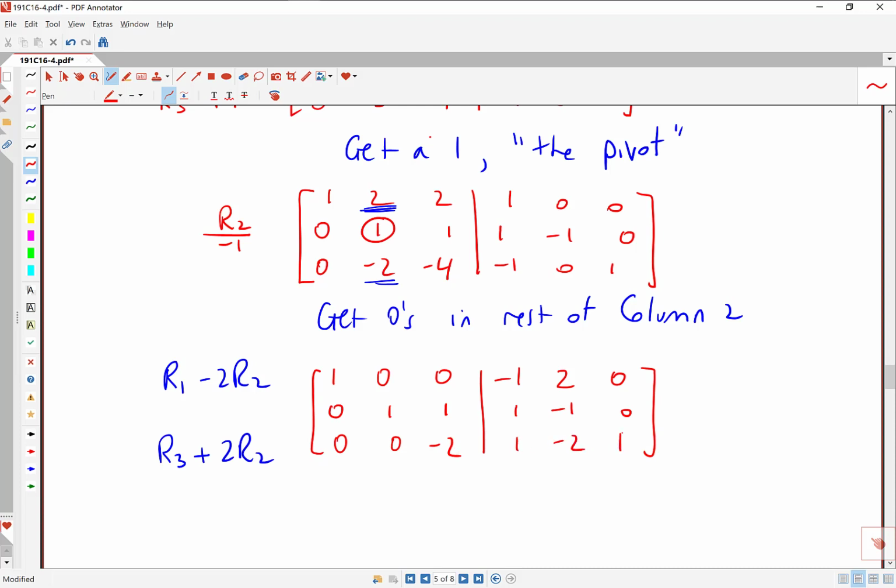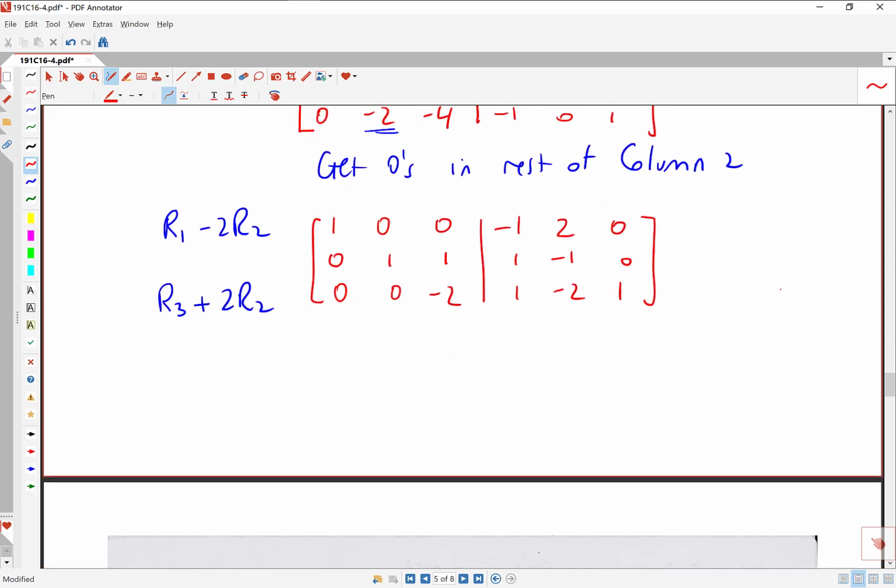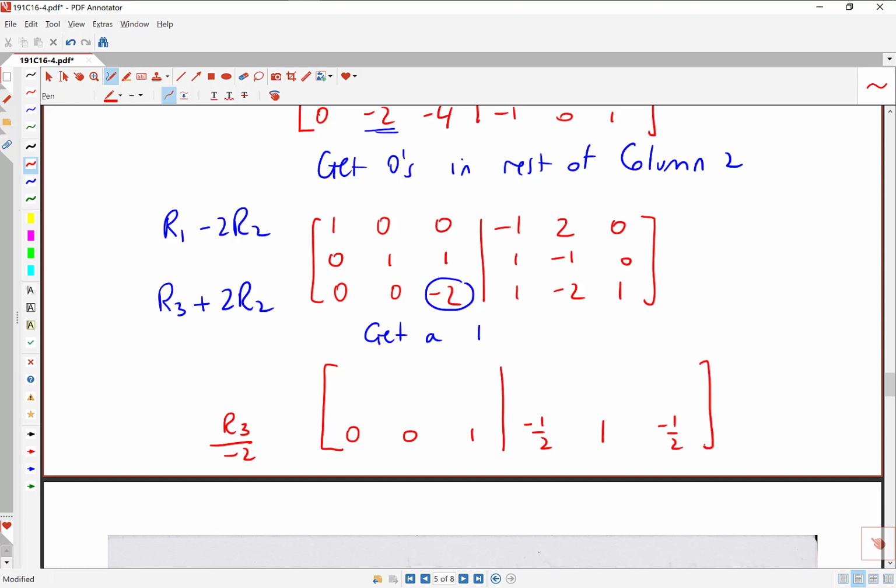So we're in the home stretch now. We just got 2 more operations to go. What we need to do here is just clean up that third column. So we're going to get a 1. Let's do that just by dividing row 3 by -2. So that's going to give us 0, 0, 1. Continuing to divide by -2, we're going to have -1/2, +1, and -1/2. And our top 2 rows can just get recopied.